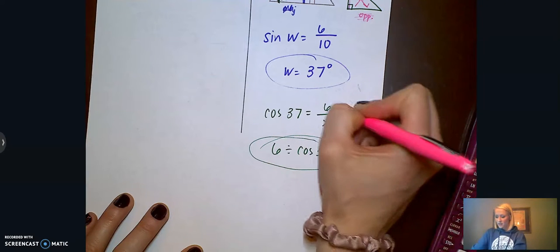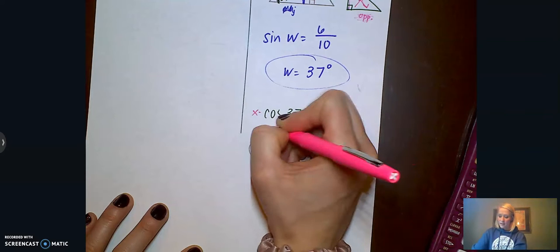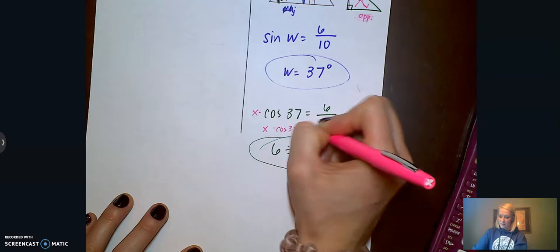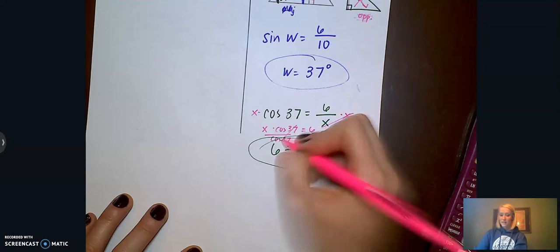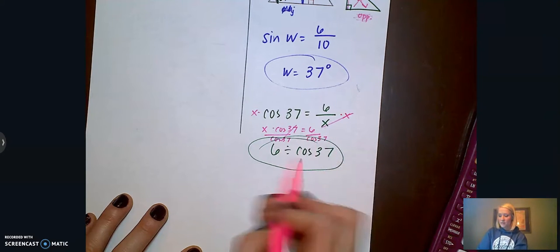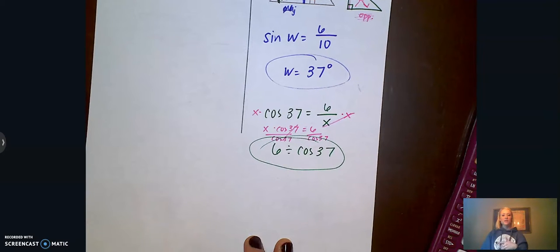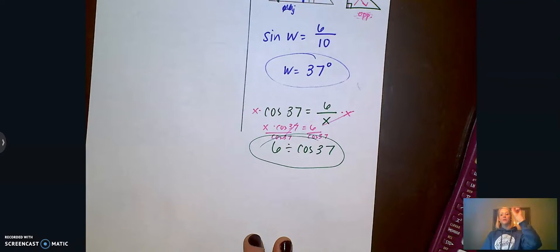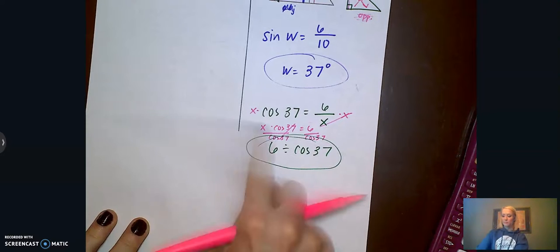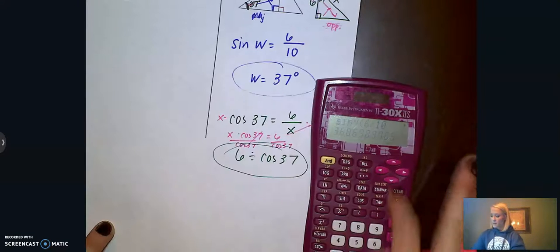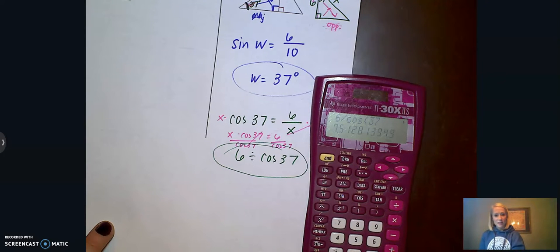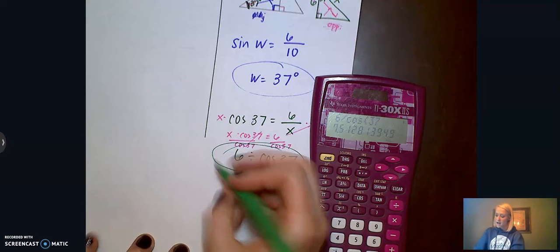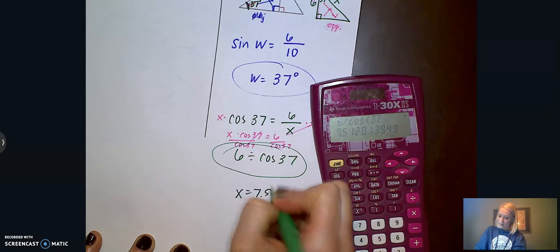Here's why, and I just think of it like this: I multiply the X over, so then it's X times cosine 37 equals 6, and then I divide by cosine 37. Not the prettiest of work, but same deal, 6 divided by cosine 37. I feel like you'll do this enough that you'll remember, when the number's on top, you do number divided by cosine. So that's how I'm going to type it in my calculator. No second cosine. When you have the angle, don't do that. And they said on the front nearest 10th, so that's going to be 7.5 would be my X value.